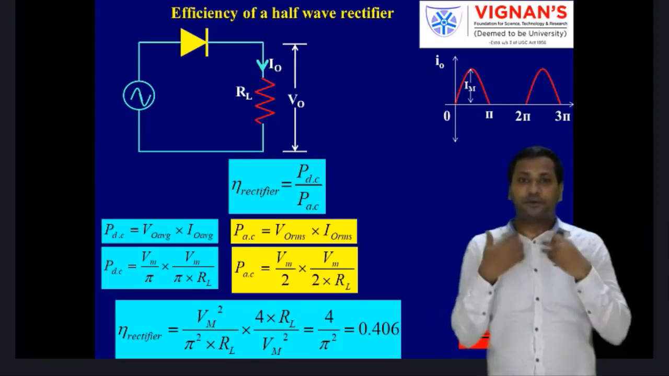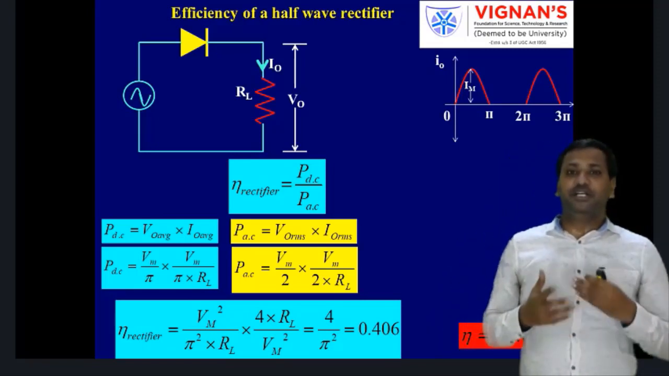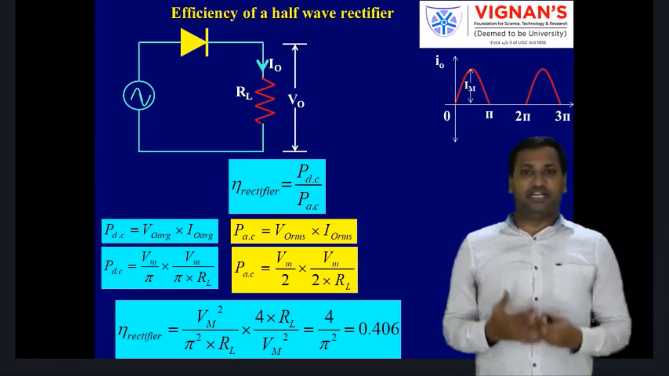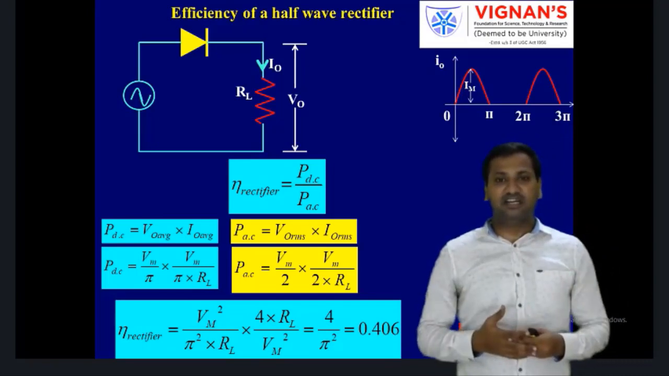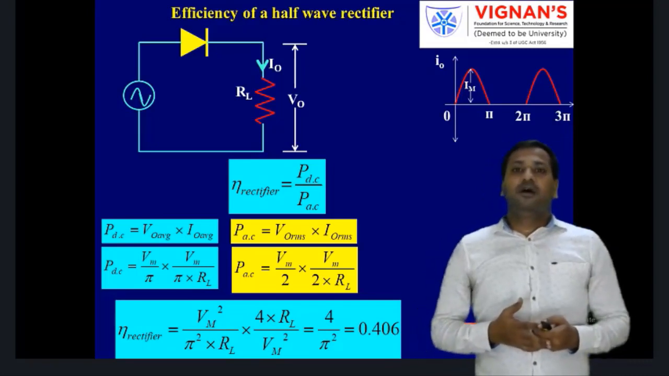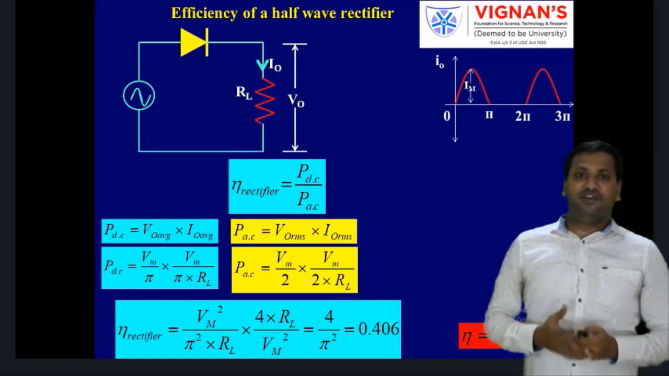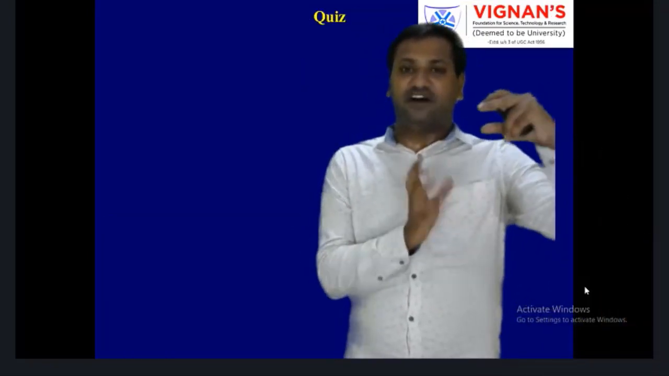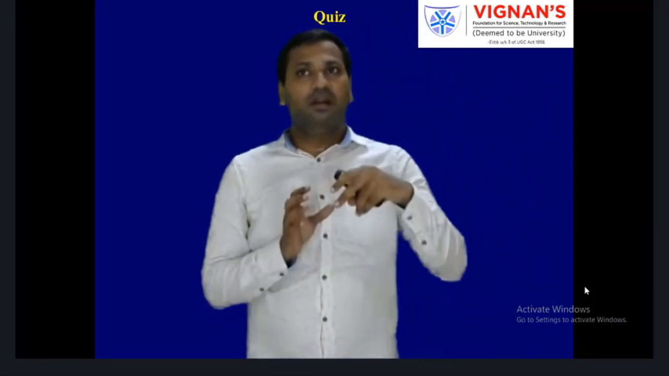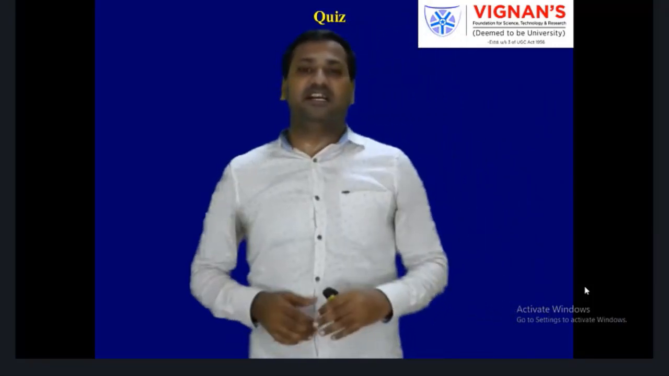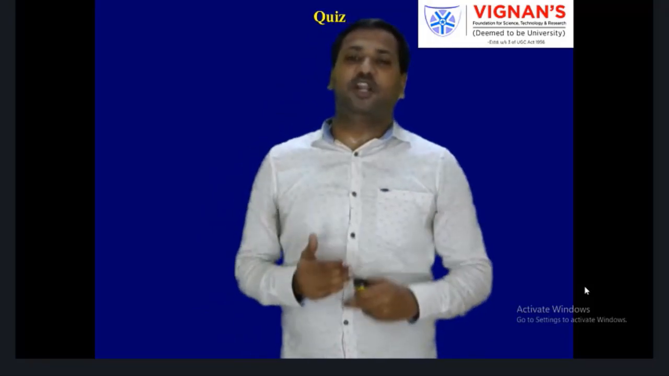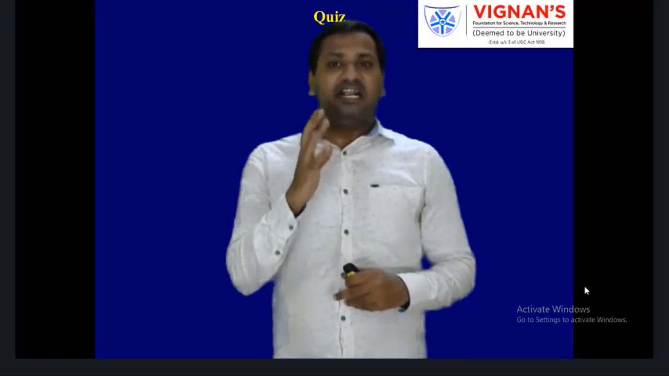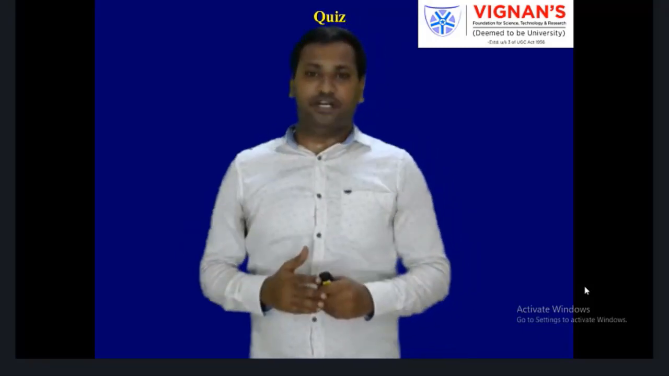So in order to improve this efficiency, we need to go for the next type of rectifier, that is the full wave rectifier, which we will discuss in the coming class. Before going to the full wave rectifier, we need to review our understanding of this half wave rectifier. To what extent do you understand? By answering the following questions, you can understand the extent of your knowledge of the half wave rectifier.